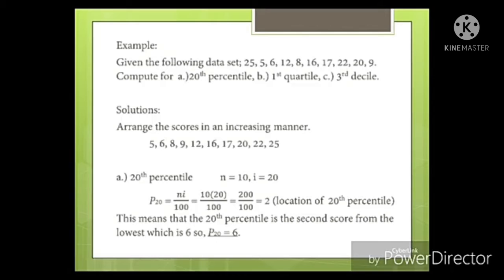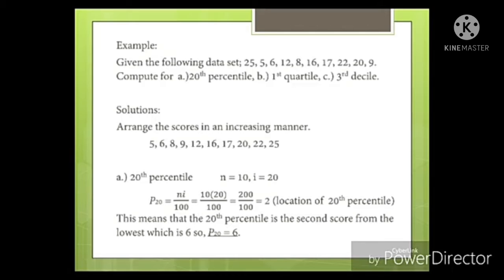First, we will solve for the 20th percentile. We have the given n, which is equal to 10. 10 is the number of scores from 5 to 25, and the i, which is equal to 20, because we're looking for the 20th percentile.